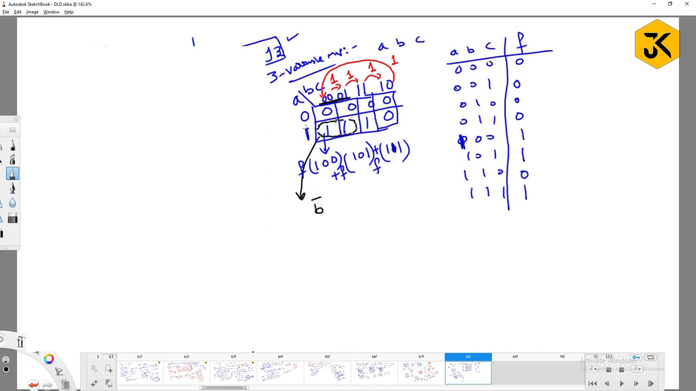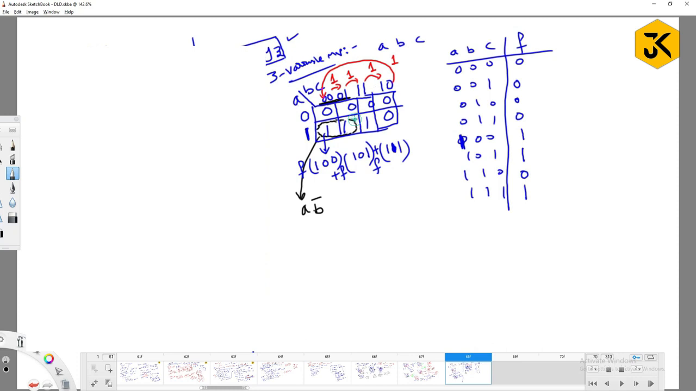What value is not changing here? A. A B bar. So with this combination of 2, I got A B bar. That is the meaning of it, right? If I combine 2 power 1 cells, how many literals do you get? n minus 1 literals, where n is the number of variables. How many variables are there here? 3 variables. How do you combine? 2 power 1 cells are combined. 3 minus 1 is 2. So you got this, right?